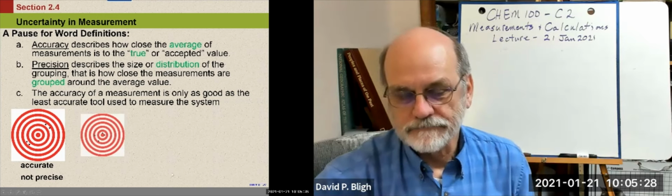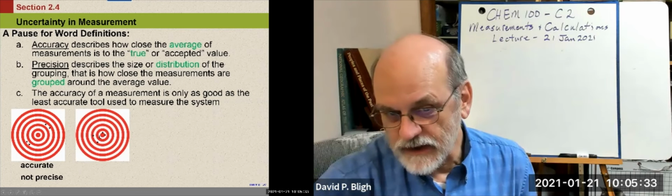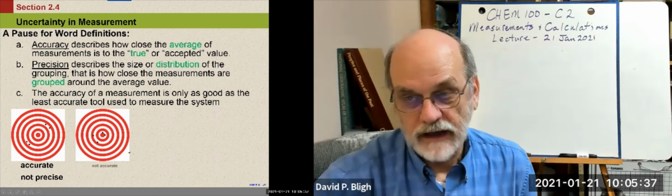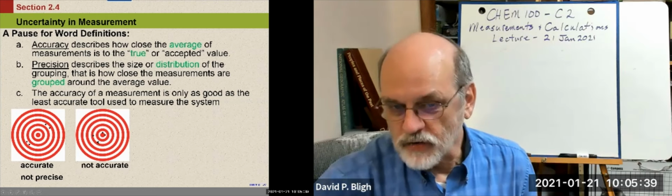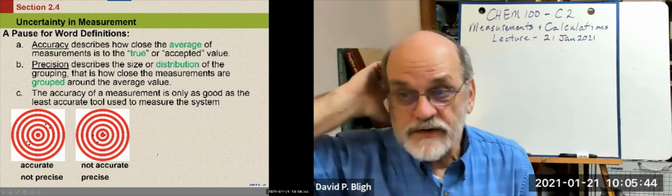How about this one? Well, let's see. If you average these together, it's off-centered. So it's not accurate. Right? But the grouping is pretty close together. So we would say this is precise.